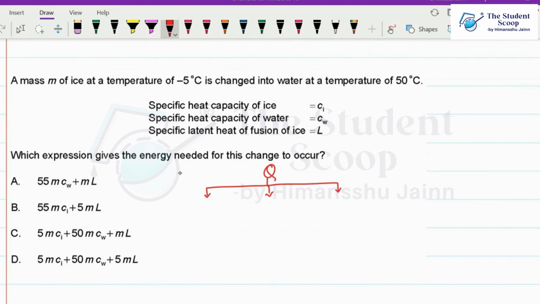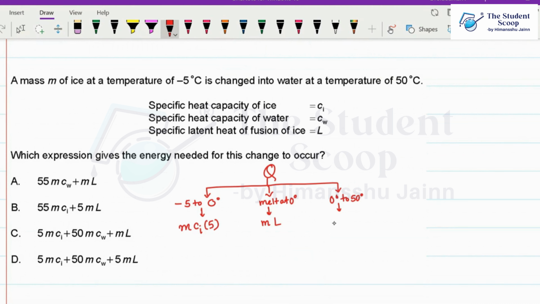To go from -5 to 0, it has to go in the state of ice. So it is a change in temperature, so m c delta T I will use: mass of ice, specific heat of ice, and the temperature change is 5 degrees. Then the second thing is you need to melt the ice at 0 degrees. Without melting, it won't be possible. So it will require mass of ice and the latent heat. And then you go from 0 degrees to 50 degrees. All three processes have to be performed with energy required, and we have to write an equation.